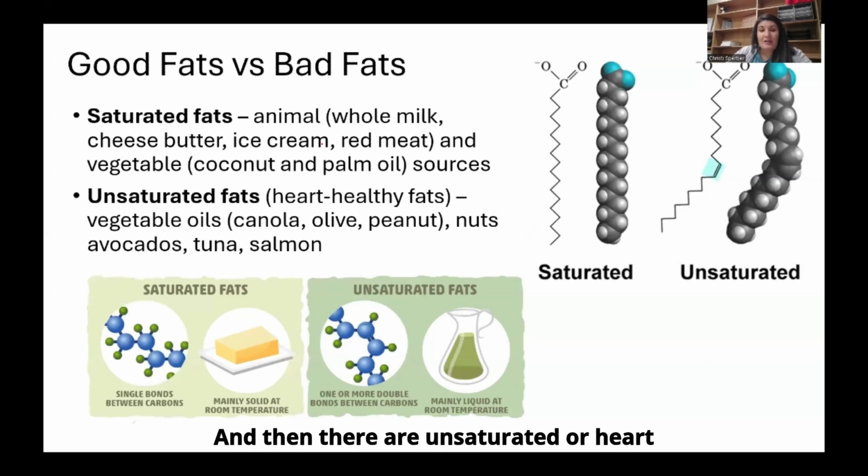And then there are unsaturated or heart-healthy fats. They come from vegetable oils such as canola, olive, or peanut, nuts, avocados, tuna, and salmon. So those are the different sources they come from, but the main difference between them is their structures. If you look here, you can see that their structures are different.